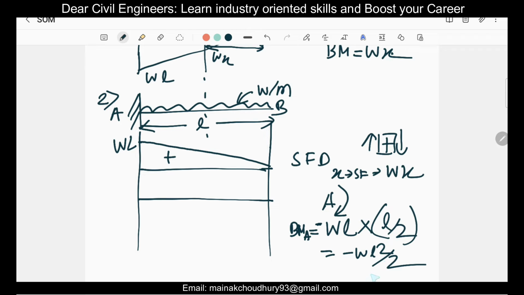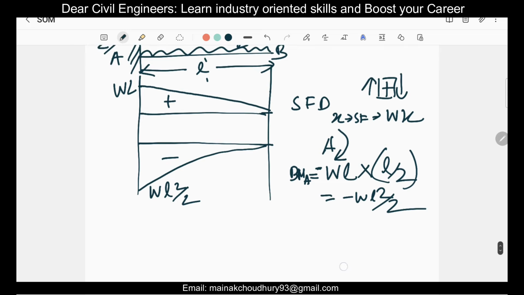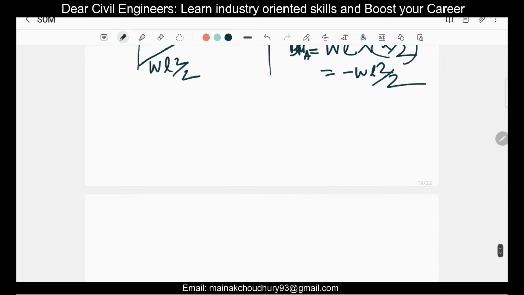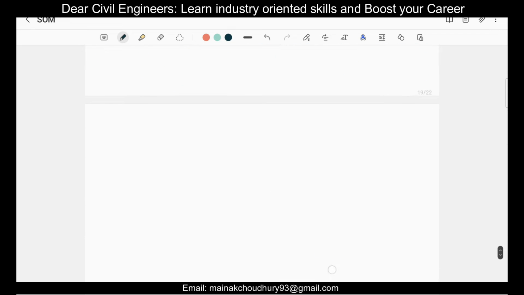So I'll give you a moment to understand the concept and then we'll draw the diagram. But here you should know that it will not be a straight line. See the equation, it is WL square by 2 or WX square by 2, means it is parabolic. So we'll draw a parabolic line and move towards the next question.